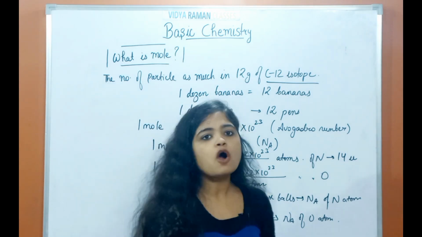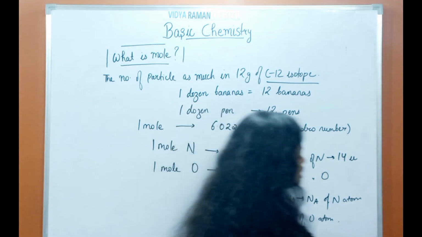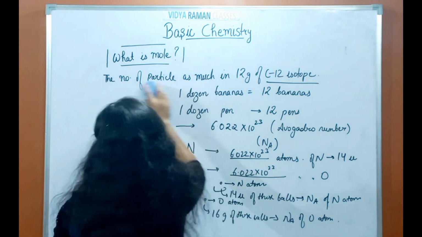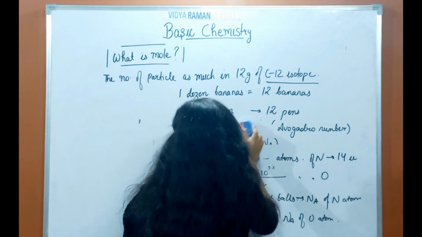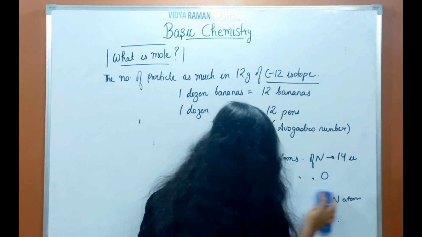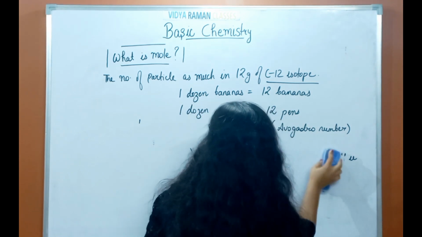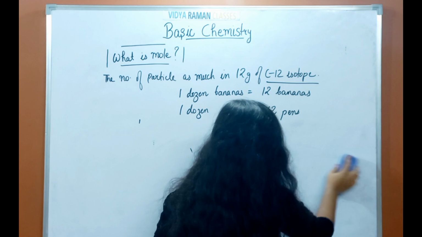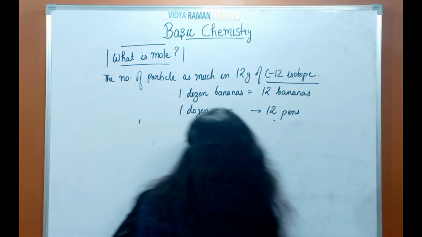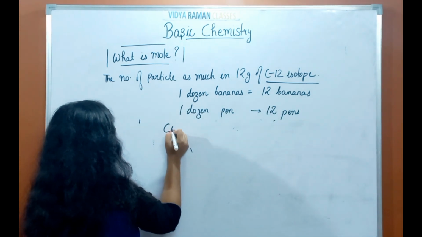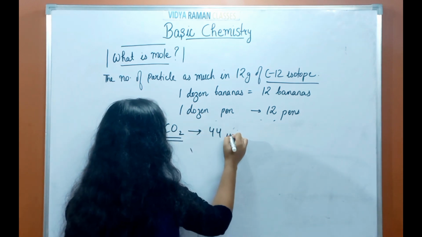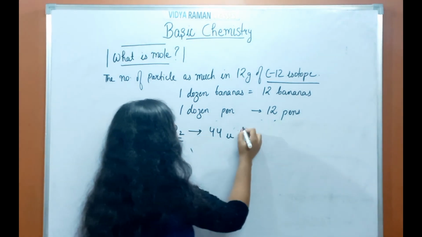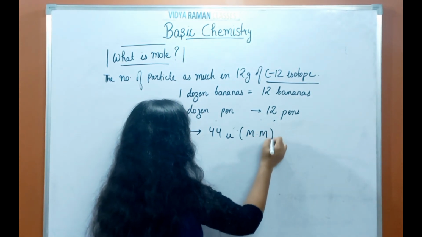Now what if I talk about molecules? Suppose I am talking about CO2. In the case of atoms we were talking about atomic mass. Now in the case of molecules we will talk about molecular mass. For example, CO2 has 44u molecular mass.